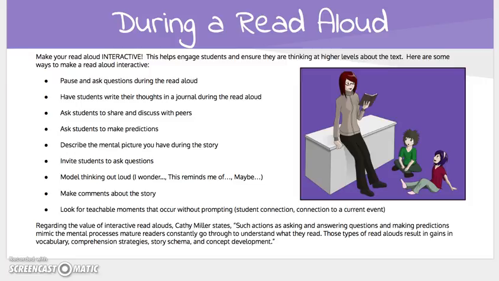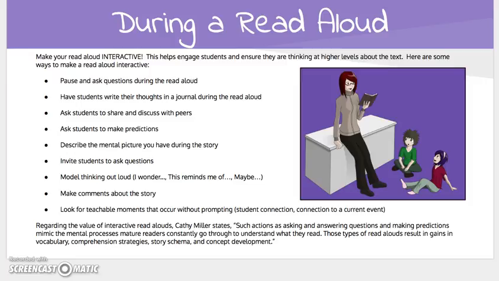One great strategy for readers is to be thinking during stories, and so for our struggling readers, this is really important to show them how to do this. So some examples, you could say, I wonder, this reminds me of when, or maybe this is happening because. So that's really key to do. Also, making comments about the story, and finally, looking for teachable moments that occur without prompting.